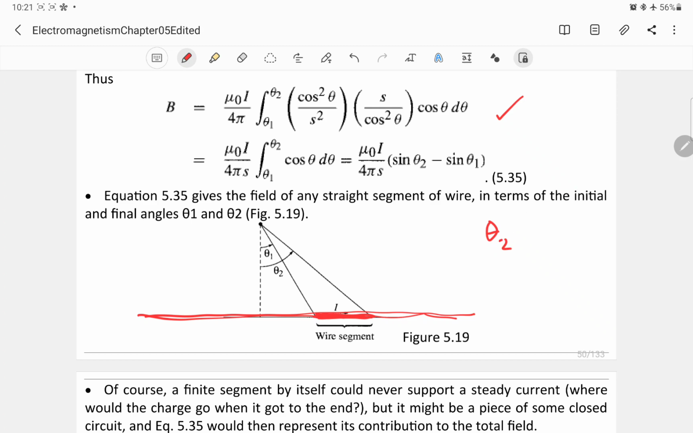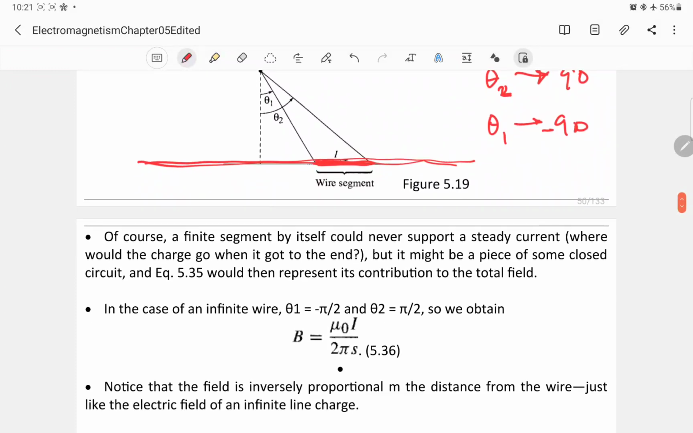Theta 2 approaches 90, and theta 1 approaches negative 90, I mean. So what is sine 90 and sine negative 90? So what happens? Your magnetic field becomes this.